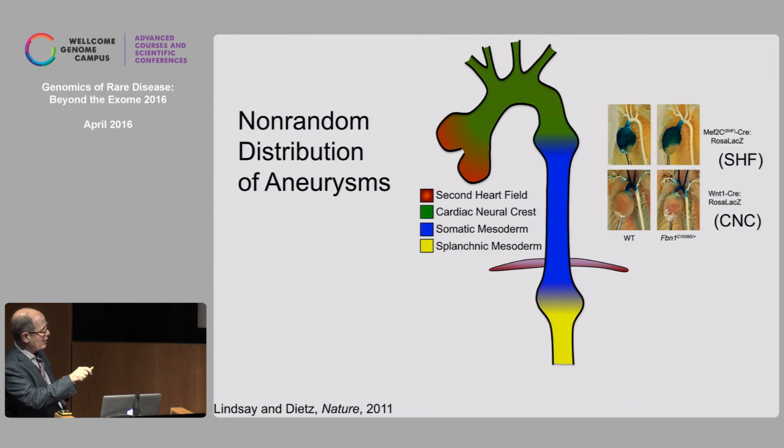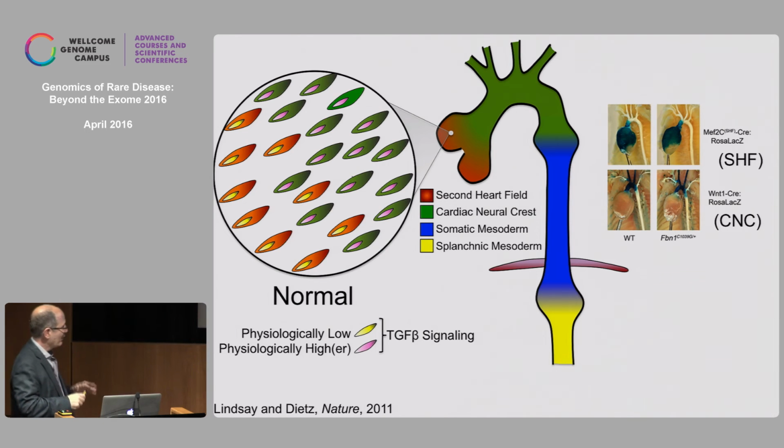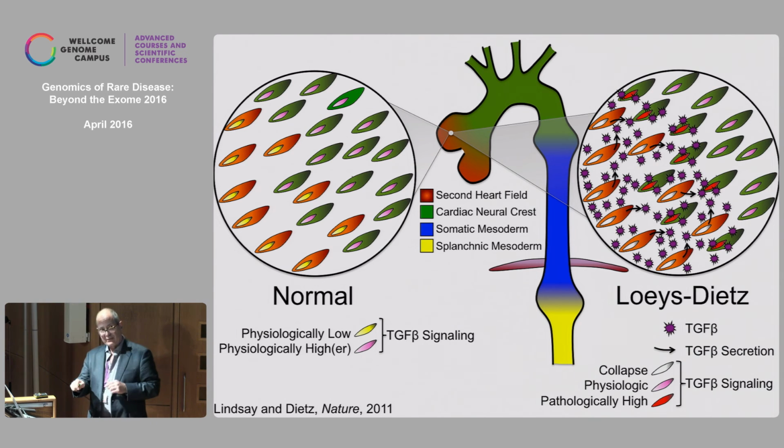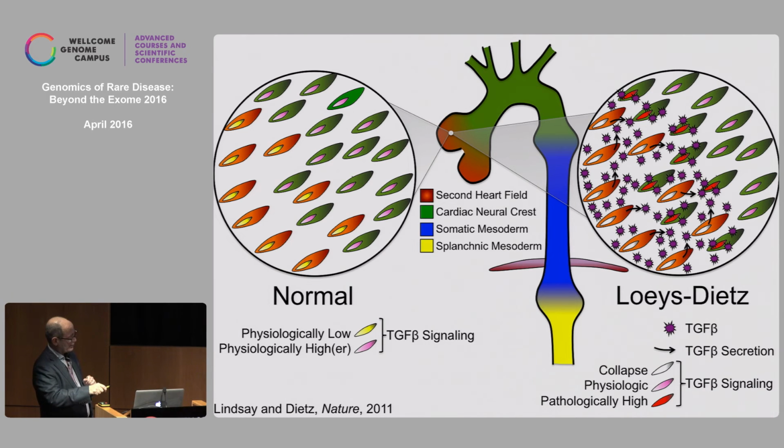For example, we're going to focus on the second heart field lineage of vascular smooth muscle cells that directly interface with cardiac neural crest-derived vascular smooth muscle cells right at the base of the aorta. And what we wondered is, is it possible that one lineage, let's say second heart field cells, show physiologically low TGF-beta signaling and are more vulnerable to the effects of a heterozygous loss-of-function mutation than their nearest neighbor, cardiac neural crest-derived vascular smooth muscle cells. We thought if this were true, then there would be collapse of signaling in the vulnerable second heart field cells. They would secrete lots of TGF-beta into their environment, and in that manner overdrive TGF-beta signaling by the neighboring cardiac neural crest-derived cells.